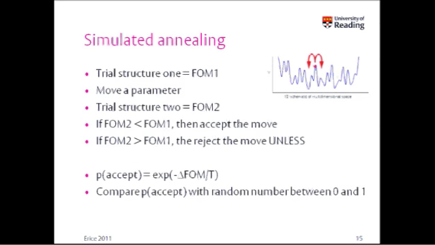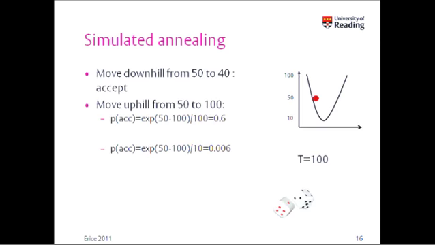If, on the other hand, recognising that going downhill only will only take us to a local minimum, we get to a case where we're actually moving uphill, the new configuration has a higher figure of merit than the initial one, then we ask the question, do we accept that? We don't automatically reject it just because we move uphill. We in fact calculate the probability of acceptance just based on the simple Metropolis criterion. And that becomes clear with a very simple example here. Imagine that we're on some point on a surface with some figure of merit of 50.